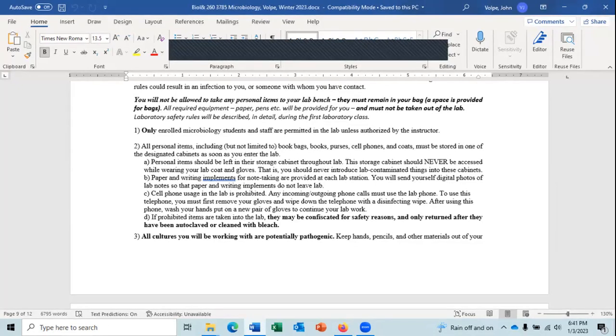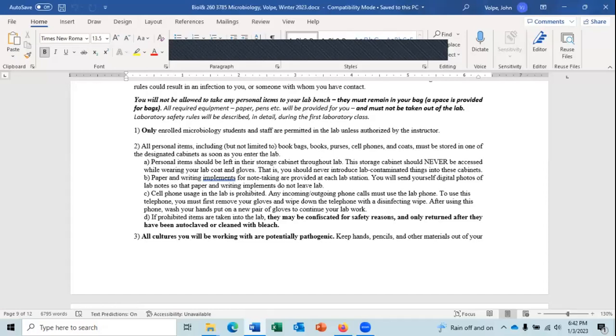So generally, everything a student has will be put in the cubbyhole, and that we don't consider part of the lab. And then when you leave, you can grab the stuff in your cubbyhole, and then you can leave the class. But if you bring it into the lab proper, it has to stay in the lab proper. Any questions about any of that?